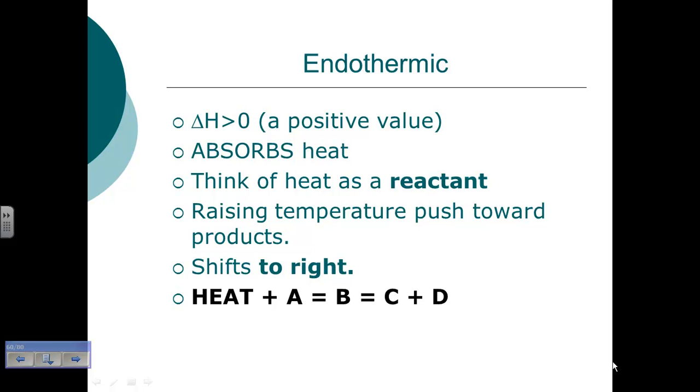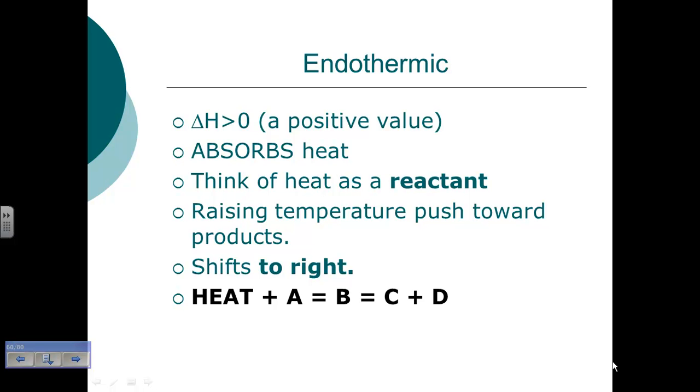If we raise the temperature of an endothermic reaction, thinking heat as a reactant, if I add heat, what's the opposite of adding heat? Well, using it, right? Get rid of the excess heat. Point away from the heat to use it up. This equilibrium will shift to the right. If I raise the temperature, the stress is more heat. Point away from it to use it up to get this system back to equilibrium.